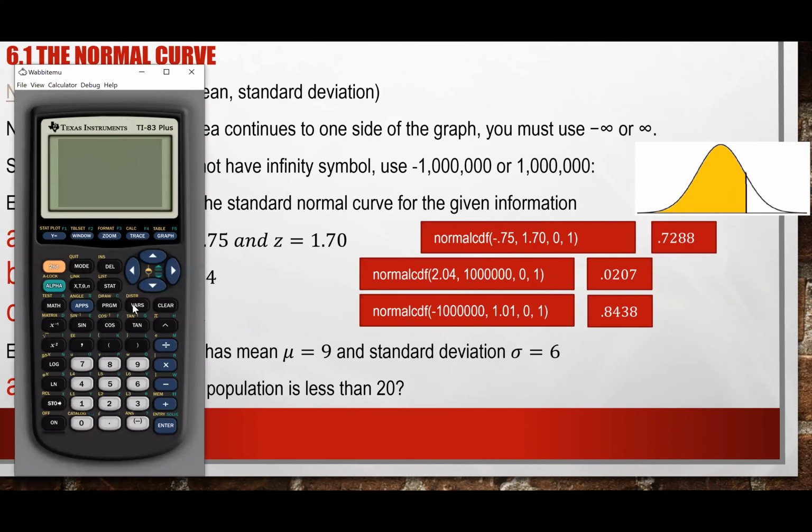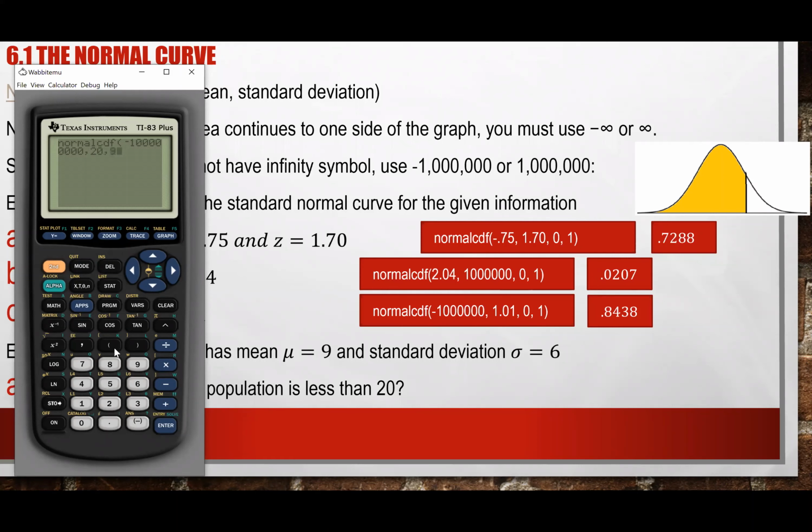So this is what I need to type in: I need to go to normal CDF. My lower limit will be negative 10 million or something, just put in a bunch of 0s. My upper limit will be 20. And now, what is my mean? My mean is my mu, which is 9, and my standard deviation is 6.